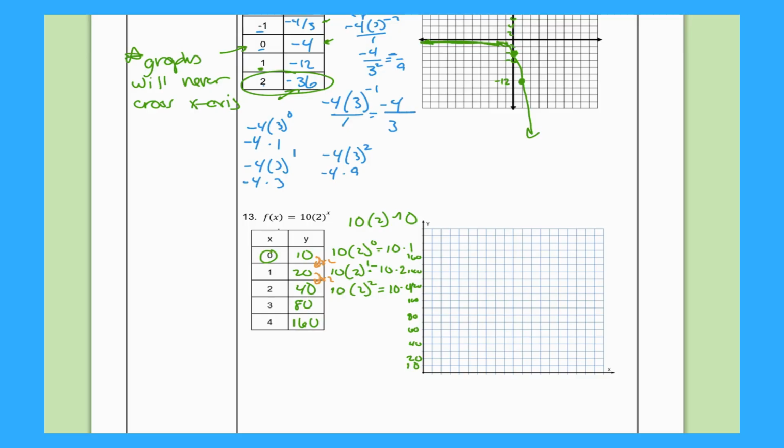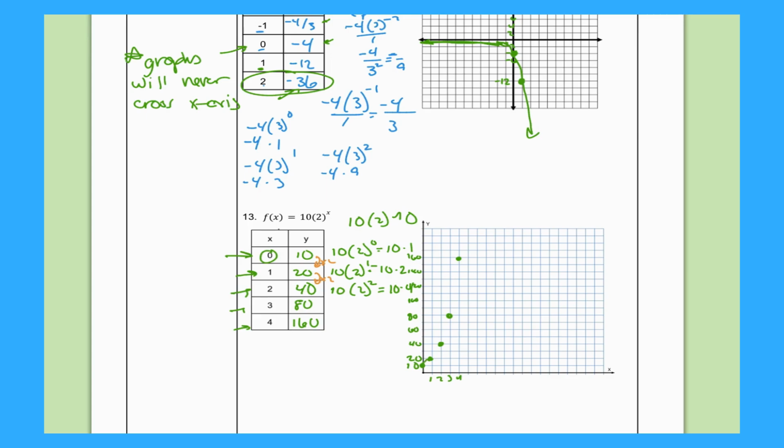All right, now I'm going to start plotting those points. So the first one, when x is 0, the y is 10. Next one, when the x is 1, the y is 20. So it went up just a tiny little bit. When x is 2, the y is 40. It went up a little bit more that time. When x is 3, the y is 80. So again, you can see them starting to get more spread out. And then when x is 4, y is 160. So again, even more spread out.